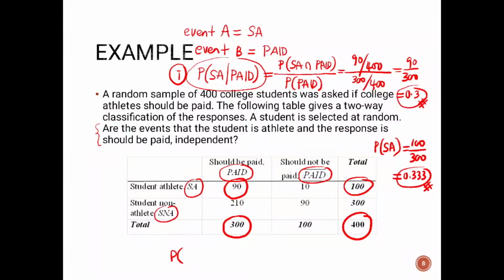Probability of SA given paid tak sama dengan probability of SA. Maksudnya dua event ni adalah bila tak sama, maksudnya dia adalah dependent.